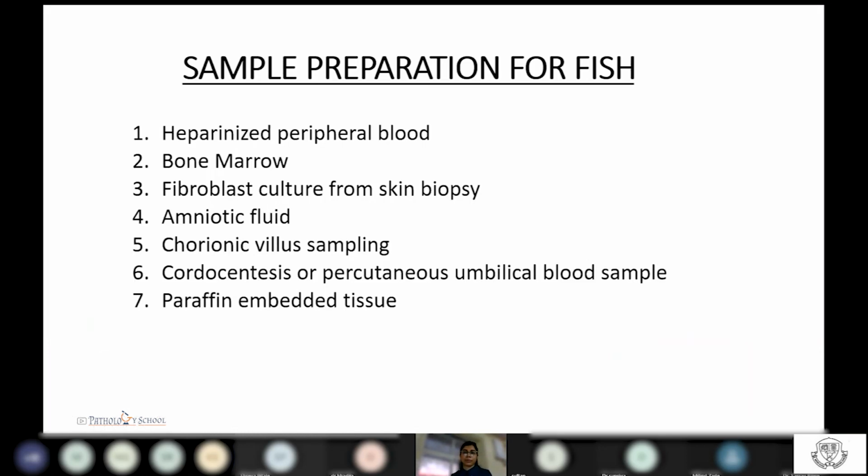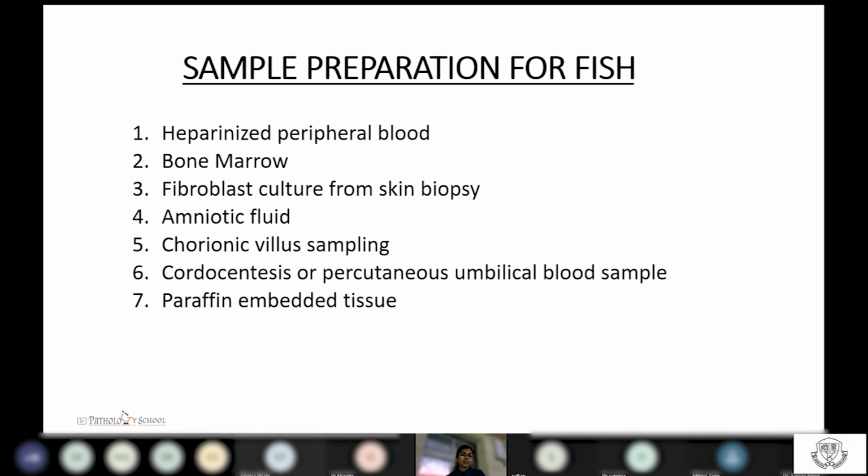Next is your sample preparation for FISH. So you can use your heparinized peripheral blood. You can use bone marrow, especially in hematological malignancies. Fibroblast culture is used for skin biopsy, in which you need an adequate amount of metaphase cells. Then there is your amniotic fluid, which is most commonly used in prenatal conditions. Around 20 to 30 milliliters is used, and you can do it at around 6 to 18 weeks.